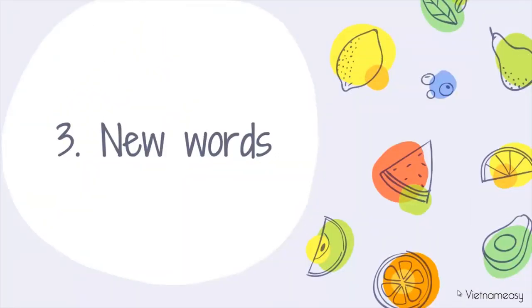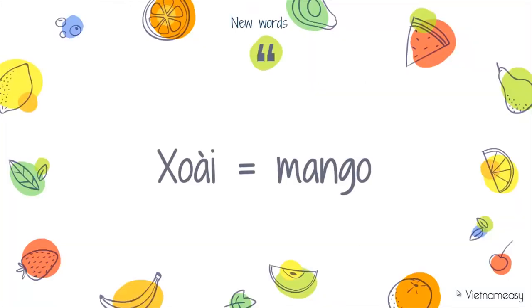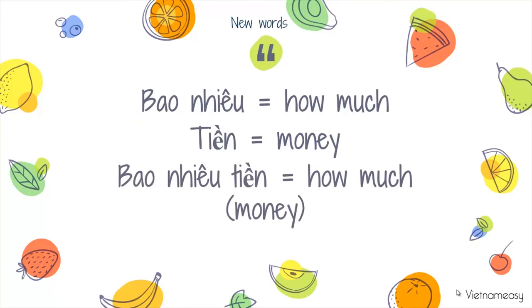Now let us go through the new words. First one we have xoài. Xoài. This means mango. Next one we have bao nhiêu. Bao nhiêu. This means how much. Tiền. This one means money. So we have the phrase bao nhiêu tiền, which literally means how much money.